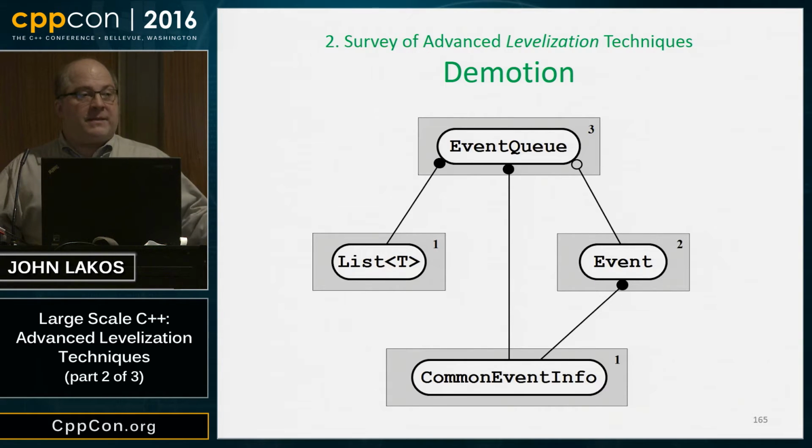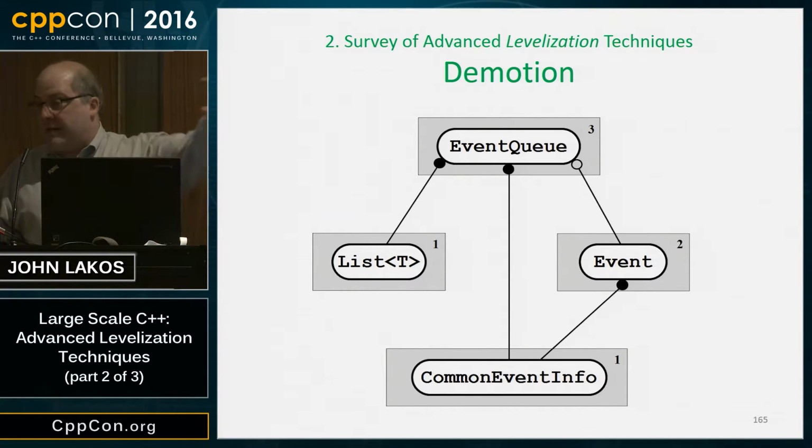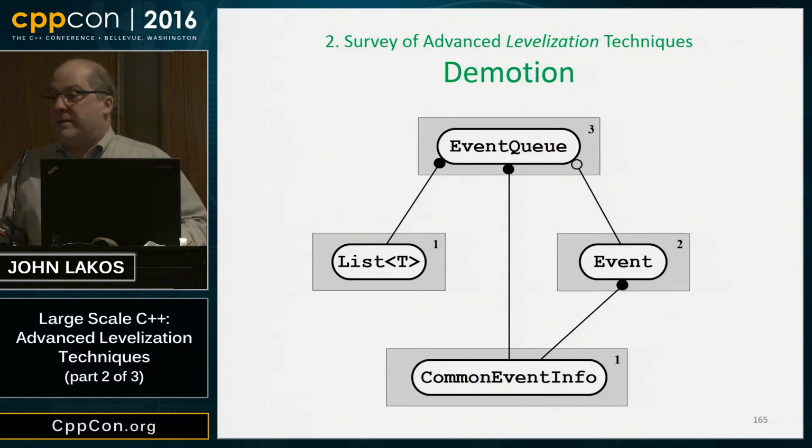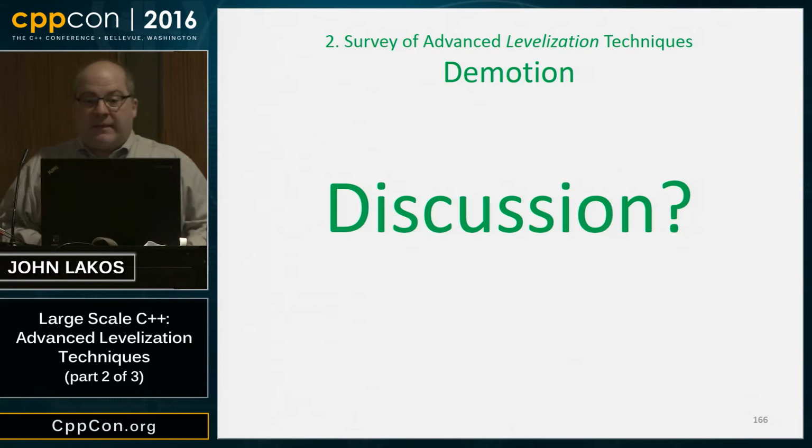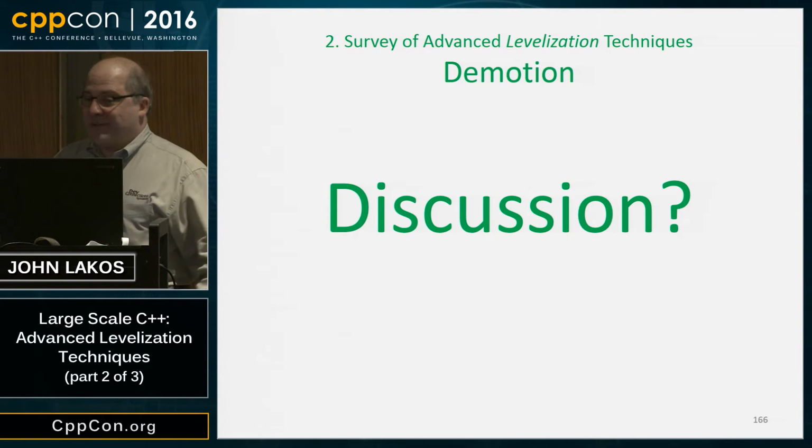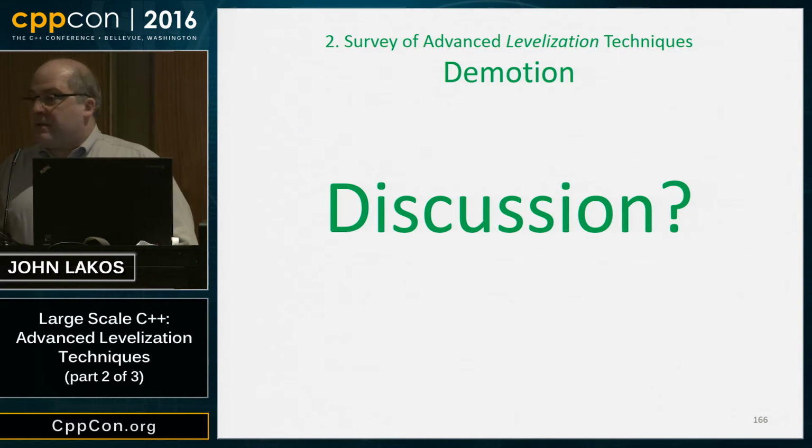Now, does this make sense? This is a very common pattern. It's when something points to something else and the other thing points back to part of the first thing. Take the first thing out, make it a lower level component, and then embed it in the object, and now you've got a clean dependency graph. Okay, that's all there is for that. Any questions?